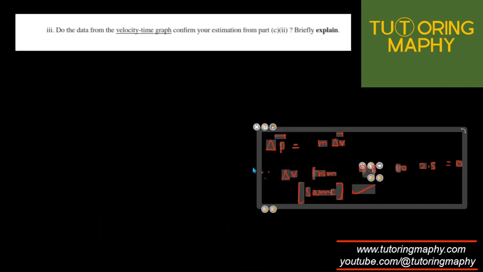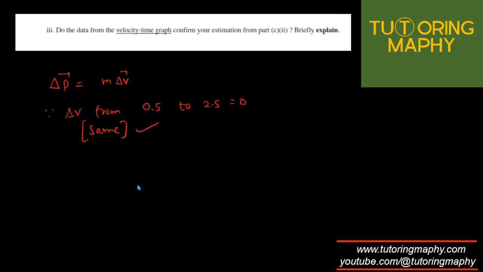So I'm just going to put my solution here. My answer is yes, it definitely confirms from the velocity-time graph, and C2 and the velocity-time graph are aligned. Okay. Right, that's it for question number 2.